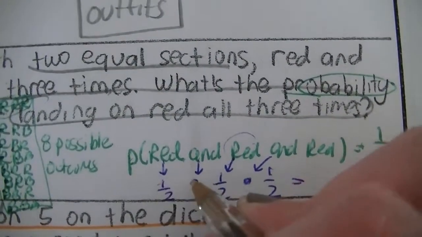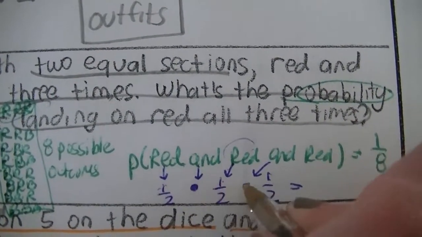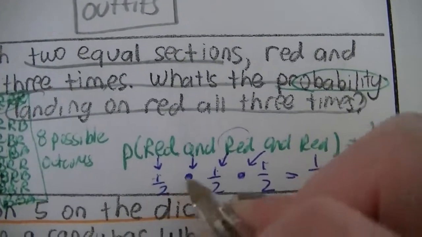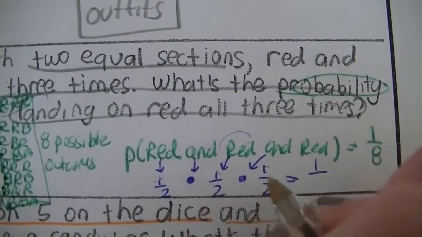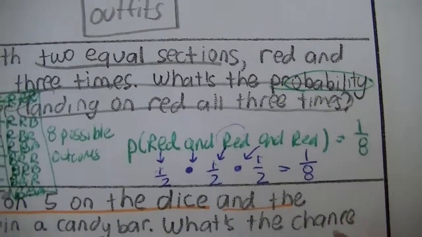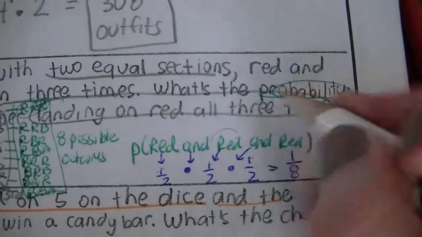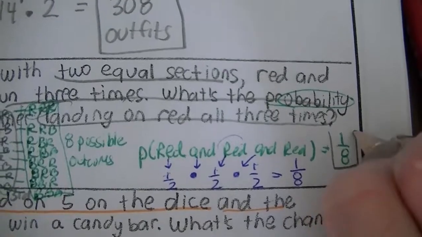So what's 1 times 1 times 1? Well, that's 1. 2 times 2, that's 4. 4 times 2 is 8. Okay, so you'll see we have the same answer. 2 ways to do it. Okay?